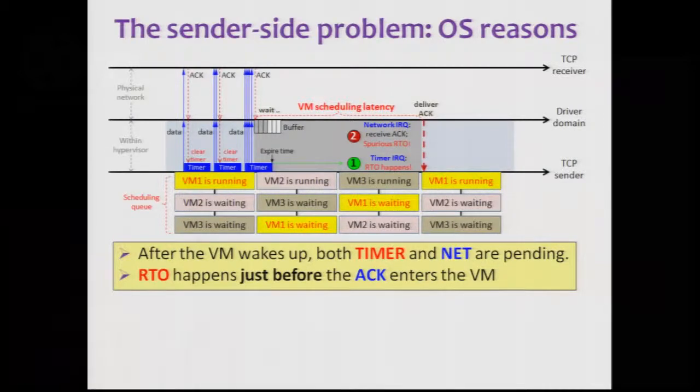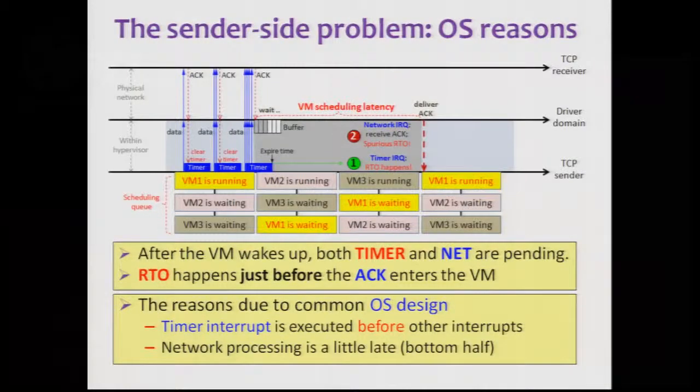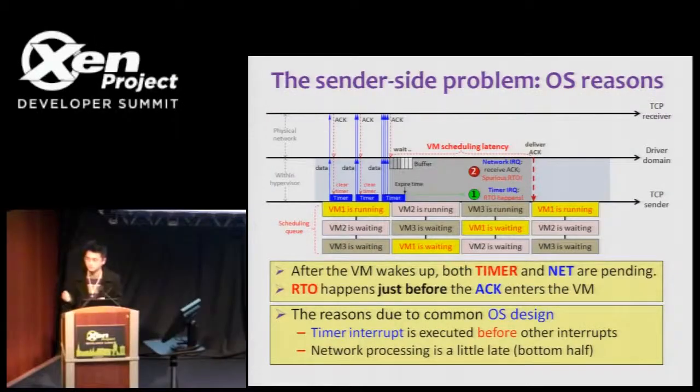However, after the TCP sender wakes up, both the network interrupt and the timer interrupt are pending. But RTO happens just before the ACK enters the sender VM. This is because, due to common OS design reasons, the timer interrupt is always executed before other interrupts, because kernel timers are used to provide many other services for the kernel, for example, for processor scheduling, disk scheduling, and so on. And network processing is actually executed a little bit later, in the bottom half.